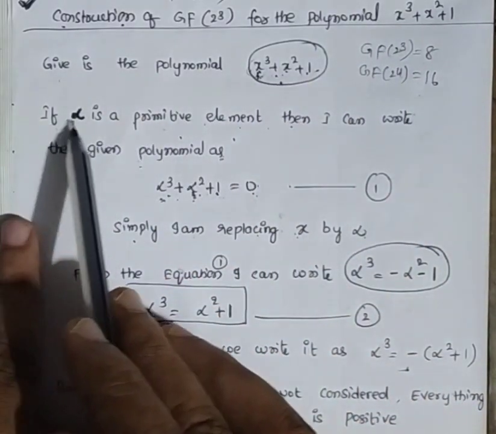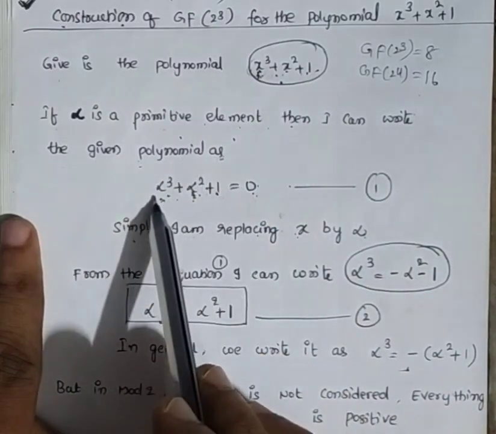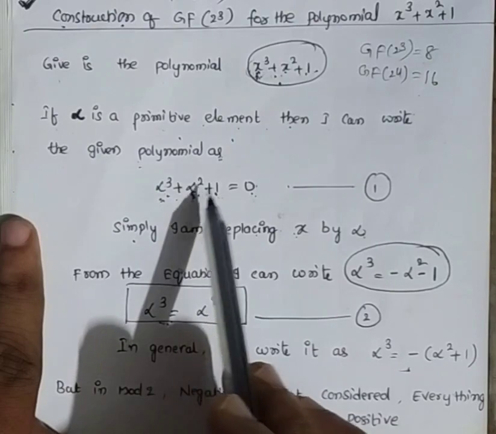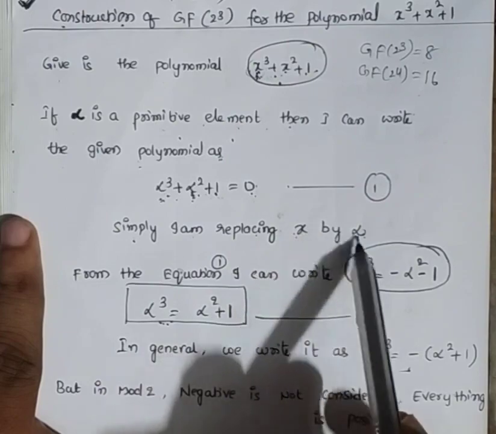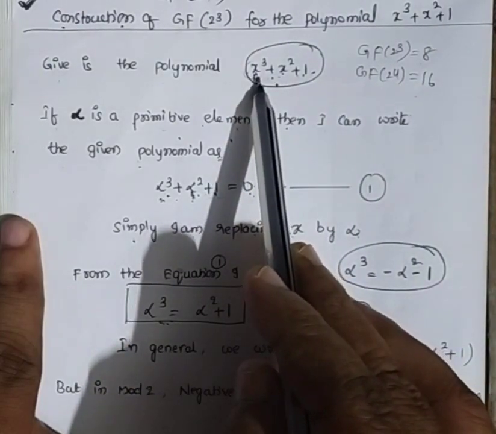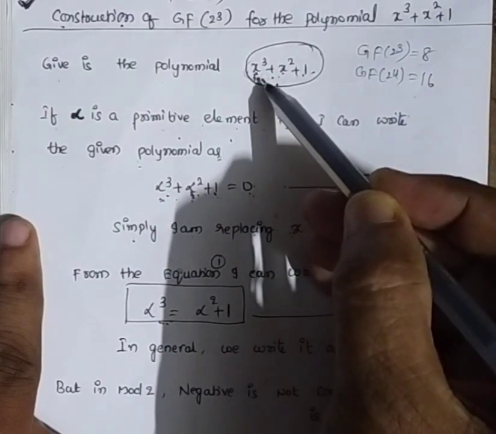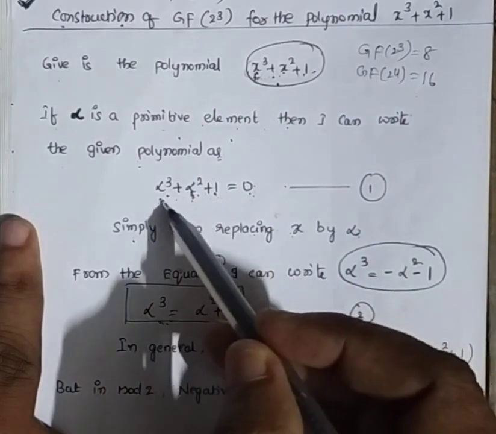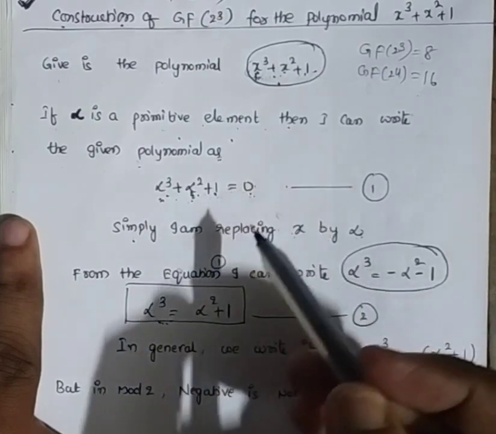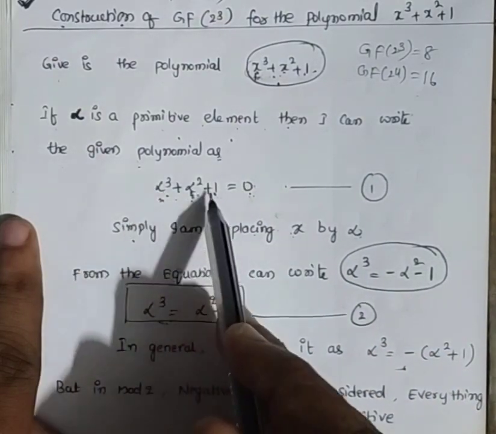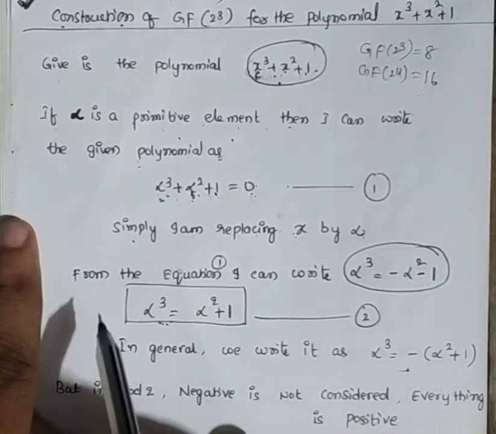So now, if alpha is the primitive element, then I can write the given polynomial as alpha cube plus alpha square plus 1 is equal to 0. Simply, I am replacing x by alpha in this primitive polynomial. If you replace x by alpha, then we obtain alpha cube plus alpha square plus 1 is equal to 0, right? So finally, if you equate this equation to 0, then it is one more polynomial, right?